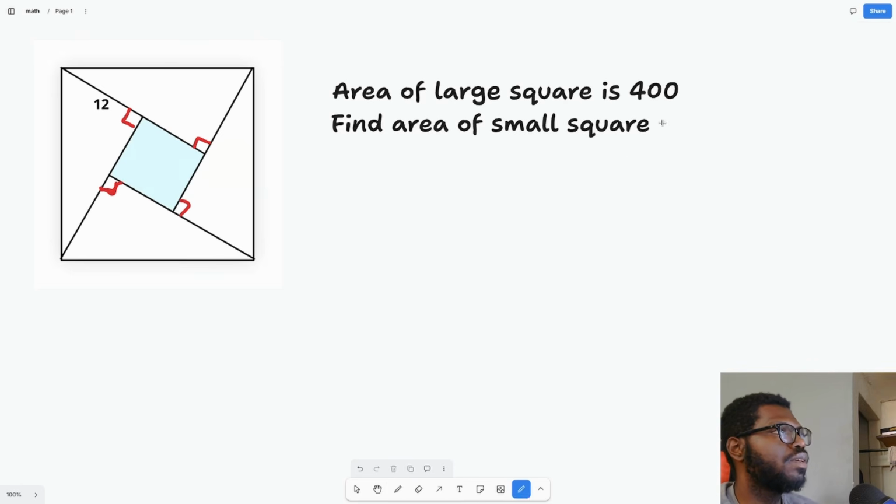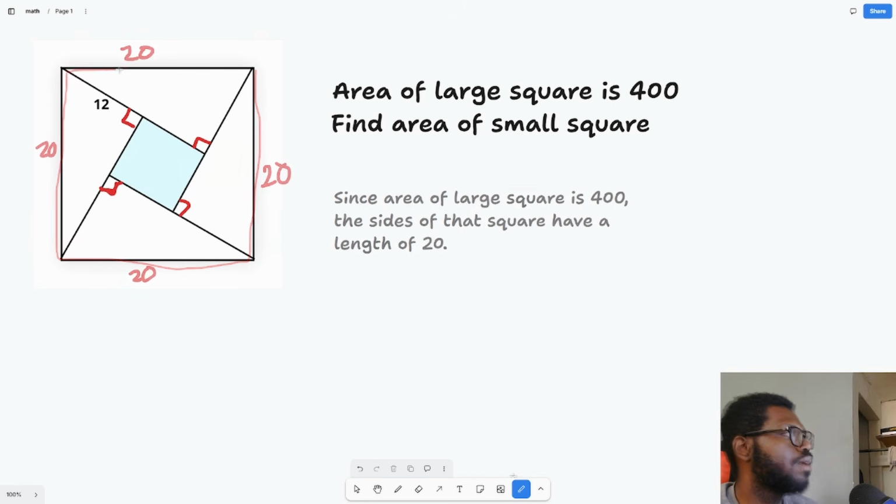Now we're going to use the fact that the area of this large square is 400. Since the area is 400, and also since the area of a square is just the side length times itself, the side length of this large square is going to be 20. Each of these sides has a length of 20. You might be wondering how this is useful.